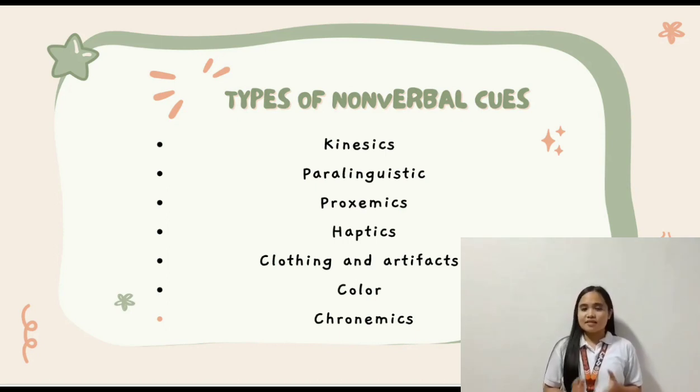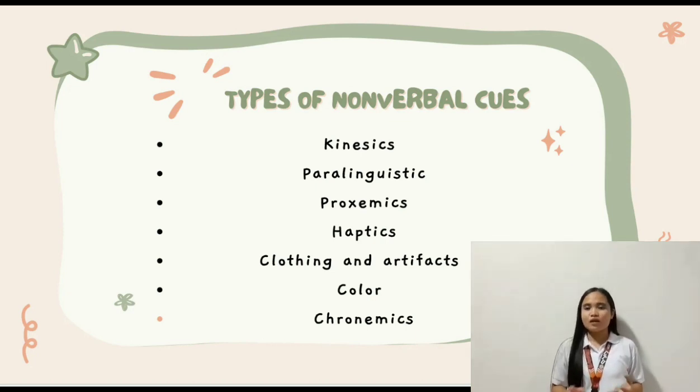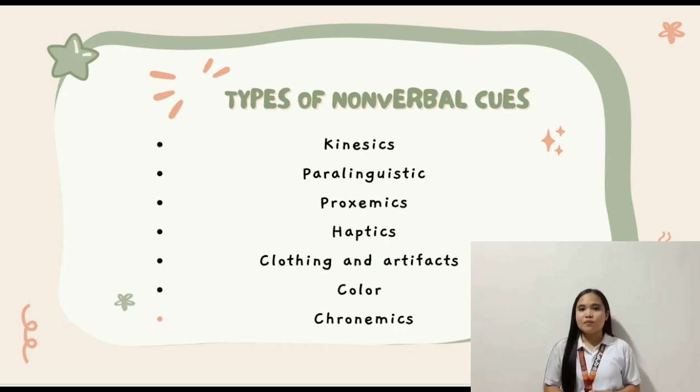So what is kinesics? Kinesics, also known as body language, is a form of body movement, gesture, and facial expression to convey a message. Next is paralinguistics. So what is paralinguistics? Paralinguistics is a type of nonverbal communication that involves vocal cues. Like, for example, sounds we make with our mouth. Those are vocal cues.